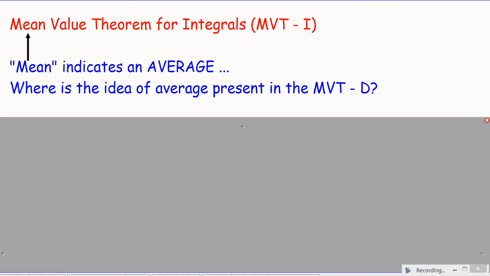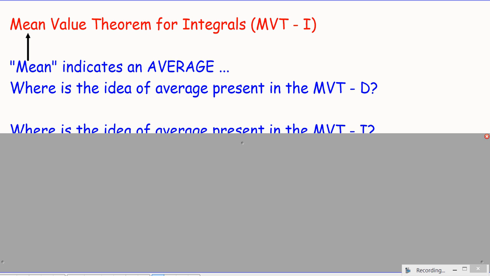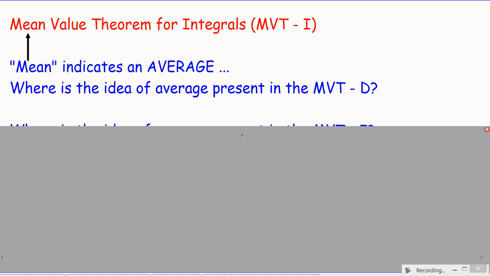Okay, so let's go now to mean value theorem for integrals. And the word mean here indicates an average. So a good way to help yourself remember these theorems is to think about why they're named what they are. So the idea of an average that's present in the mean value theorem for derivatives, think about that. Where do you see an average mentioned in that theorem? And that's not what I'm talking about here. So this is the one for derivatives that we reviewed a couple days back.